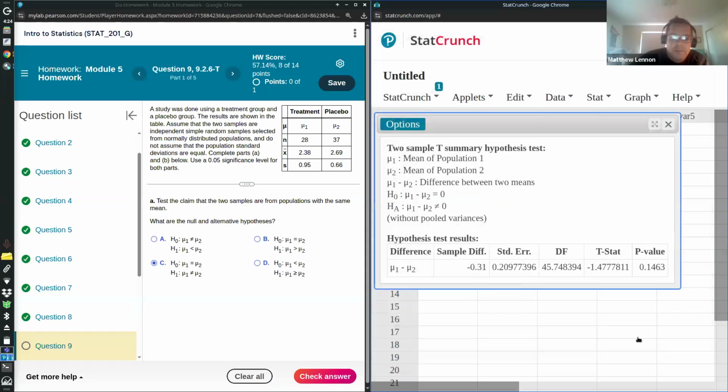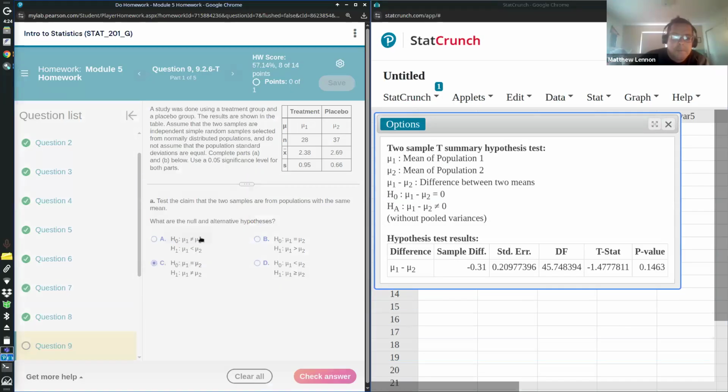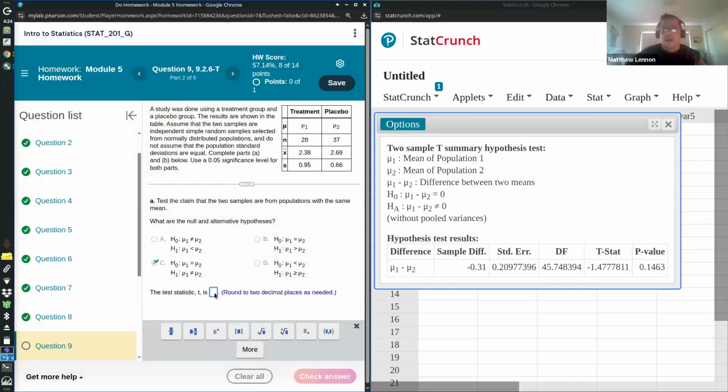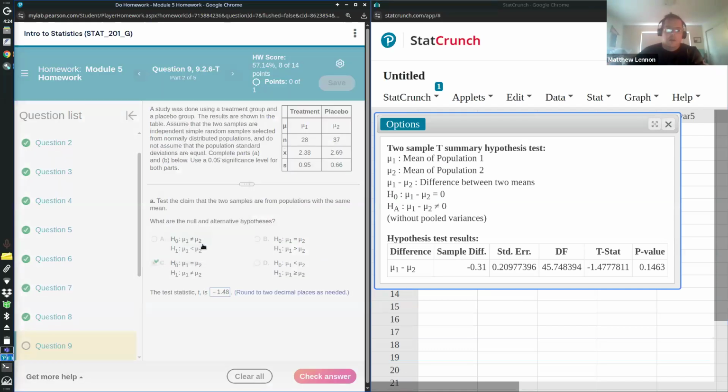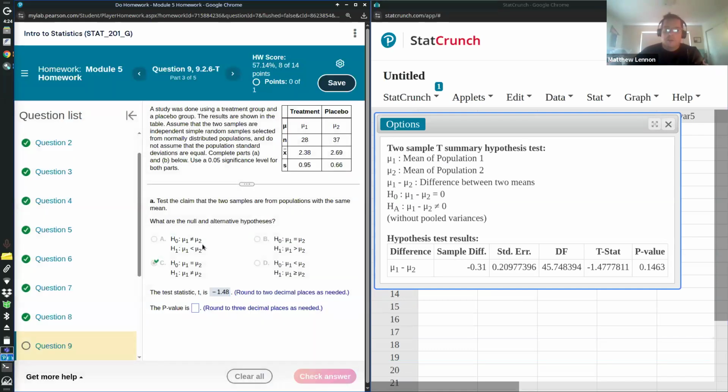So we can compute. This one is in 5 parts, so it's different than the last one. So we just check each part independently. T-stat is minus 1.48 for me. P-value 0.146.